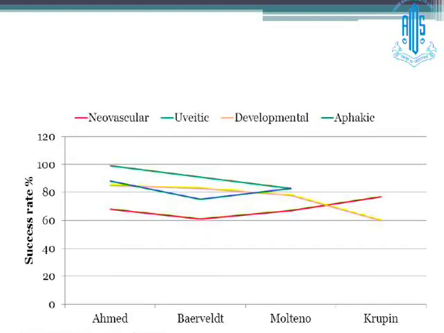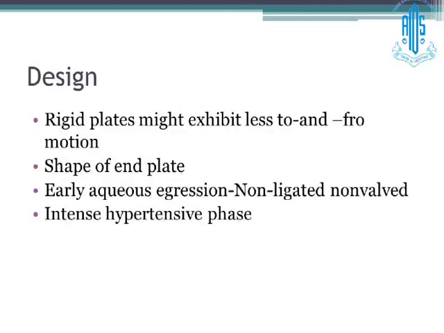If we see different valves in the different types of glaucoma, we find that the lowest curve is again with neovascular glaucoma with all the valves. So it means that the type of glaucoma is one thing which affects your bleb fibrosis. Then the design. The rigid plates have less to-and-fro motion with eye movement, so that means less fibrogenic response. Then the shape of the end plate: the Ahmed valve, which has an oblong end plate, has more antero-posterior movement, so is more likely to have a fibrogenic response because it induces more chronic inflammation.